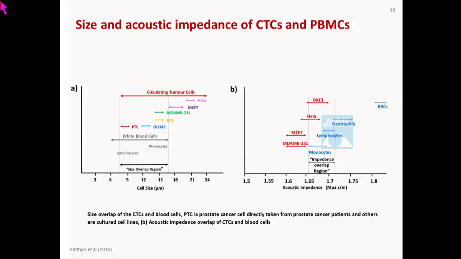We have exploited another parameter called acoustic impedance. Acoustic impedance is nothing but the product of density and speed of sound in a medium. It's rho into C. If you look at different cells and look at the overlap in acoustic impedance of the white blood cells with respect to different cancer cells, the overlap is actually very small. So what we have done is exploit this acoustic impedance property to separate cancer cells from the white blood cells.